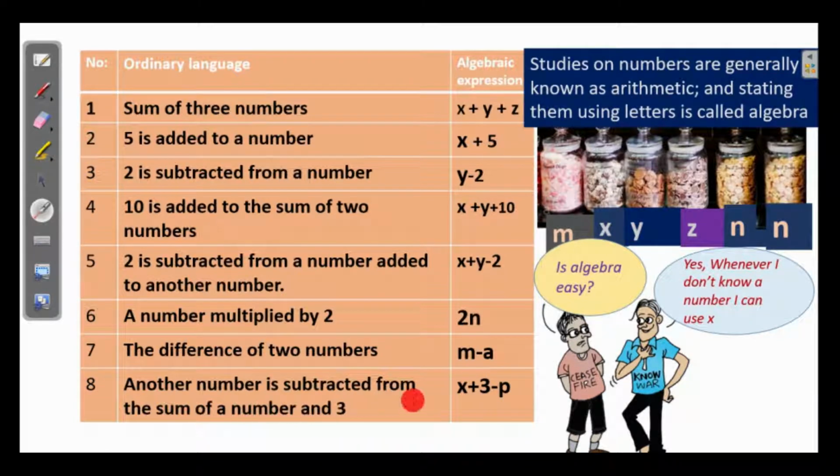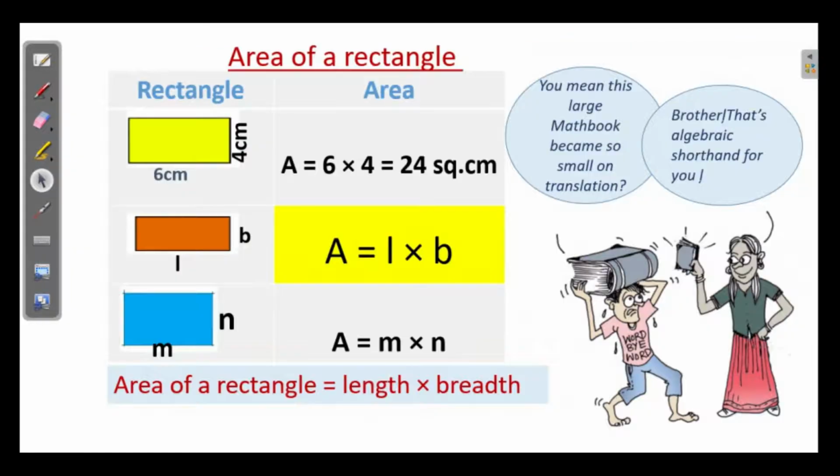Another number is subtracted from the sum of a number and 3. Sum of a number and 3 is x plus 3. Another number is subtracted from it. Any other letter we can use: minus p. So, here we have written in ordinary language these long sentences, and it has become very short while writing it as an algebraic expression. That is what this girl is saying. You mean this large math book became so small on translation? Brother, that is algebraic shorthand for you.